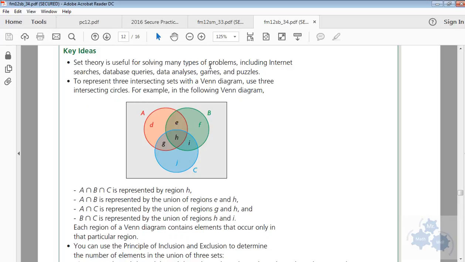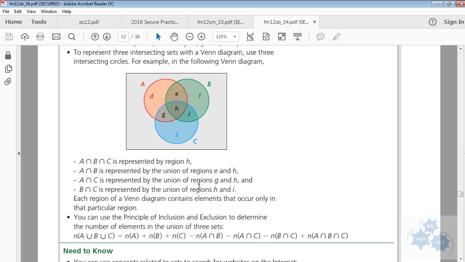Set theory is useful for solving many types of problems, including internet searches, database queries, data analysis, games, puzzles. If you search on the internet and you have several words and you want the internet to find documents or websites with all three of those words, the internet is looking for H right here, right? It's the intersection of all three of those words. So think about that in the search. So there's a little bit about what each section means.